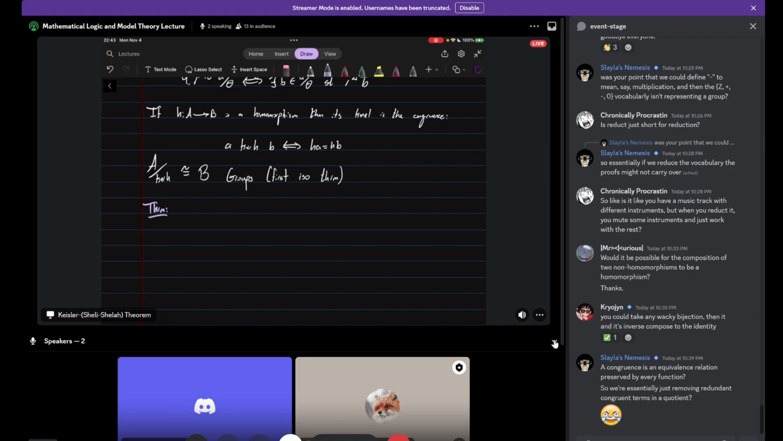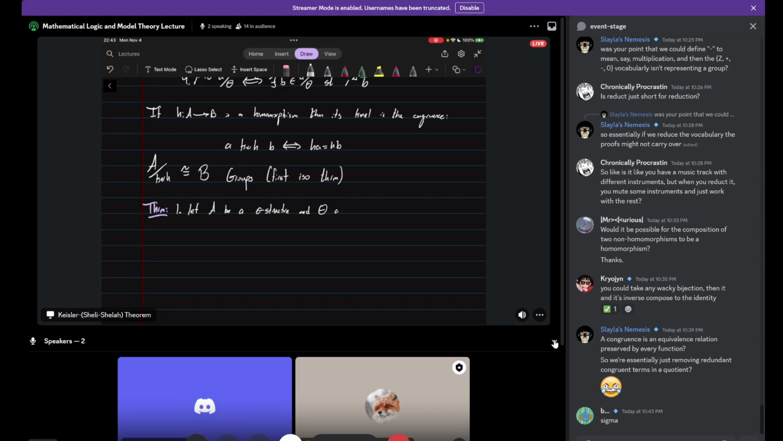Oh, okay. So in the problem set, I wrote that we proved this. We did not prove this. We're not going to prove this. You prove this in the problem set. Okay. One, let A be a sigma structure and theta a congruence.